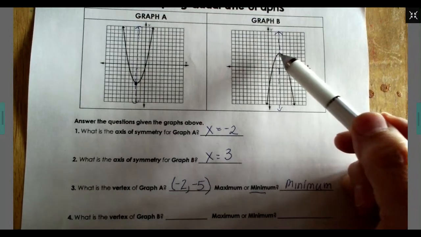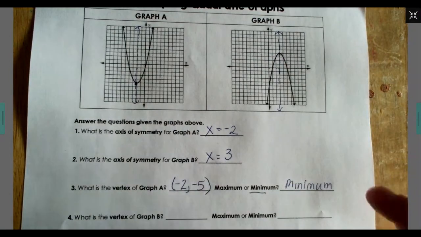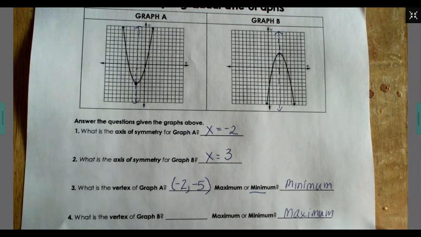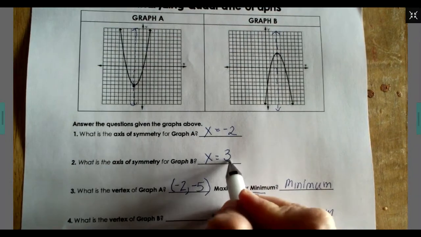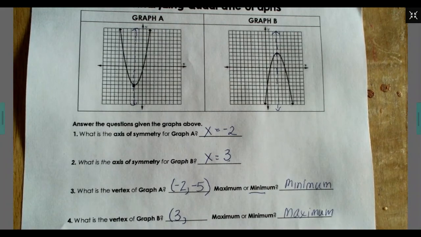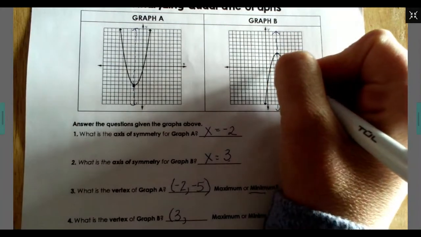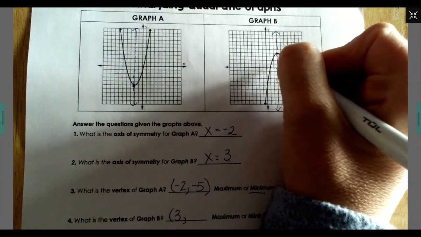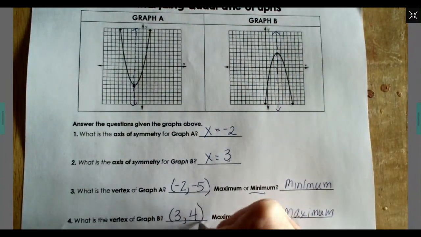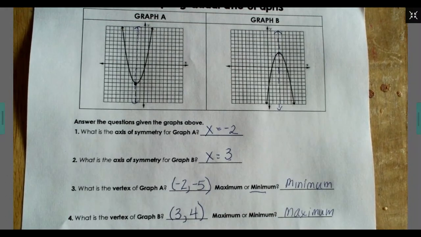So now we want to do the same thing for the vertex for graph B. For graph B, it's your highest point, so we can answer that part right now. That's a maximum because it's the highest point and it only goes down from there. The x value of our axis of symmetry was 3, so that's the x value of our vertex. So it goes over 3 and up 1, 2, 3, 4, and up 4. So our vertex is (3, 4).